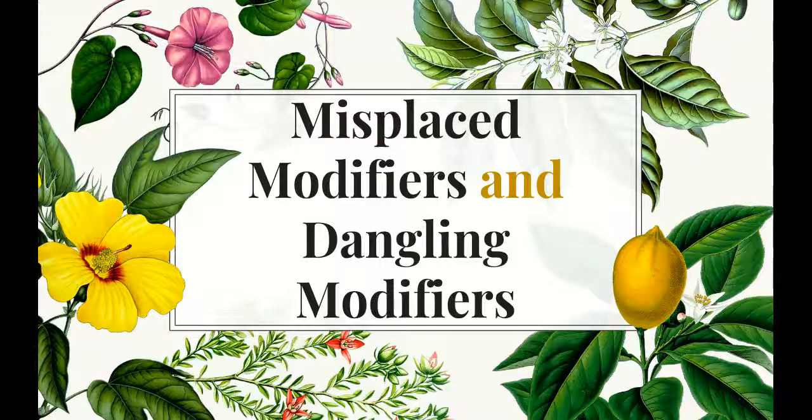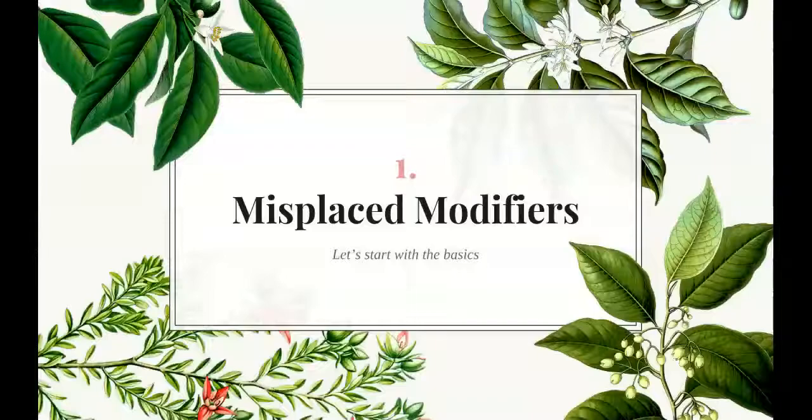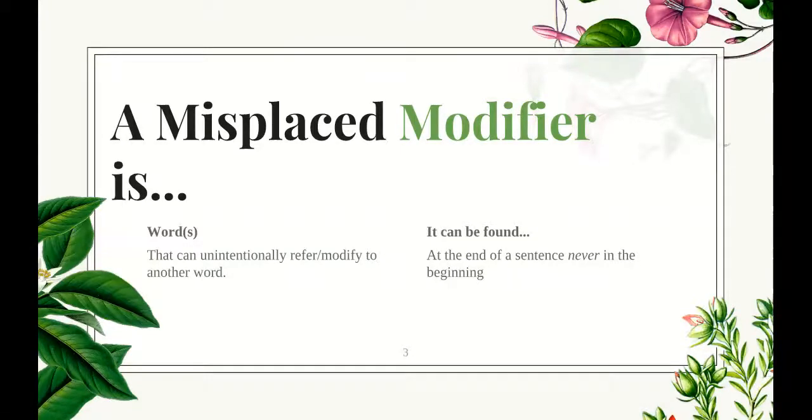Misplaced modifiers and dangling modifiers. Misplaced modifiers. Let's start with the basics. A misplaced modifier is a word or words that can unintentionally refer to or modify another word. It can be found at the end of a sentence, never in the beginning.